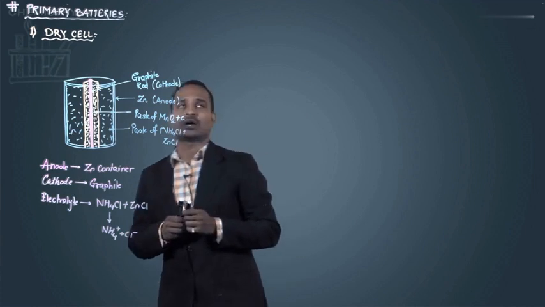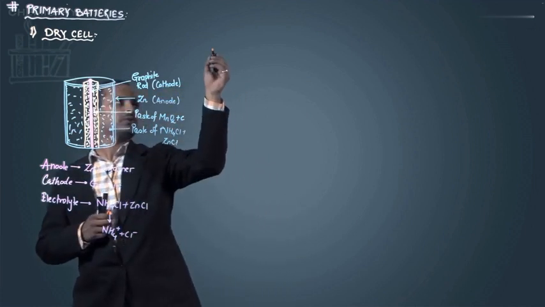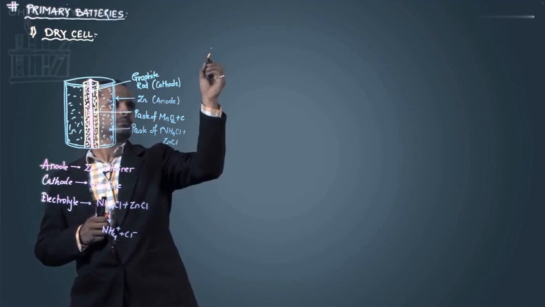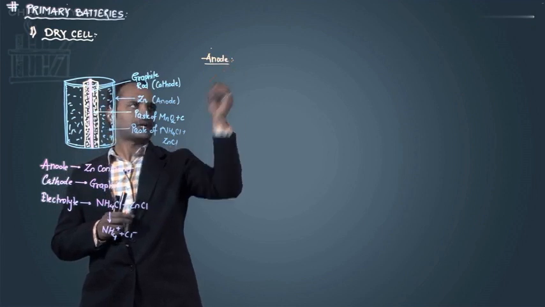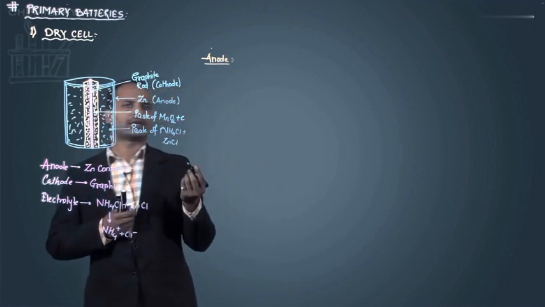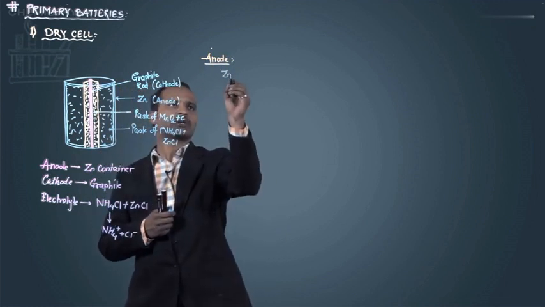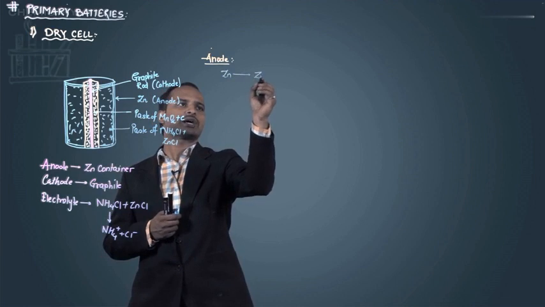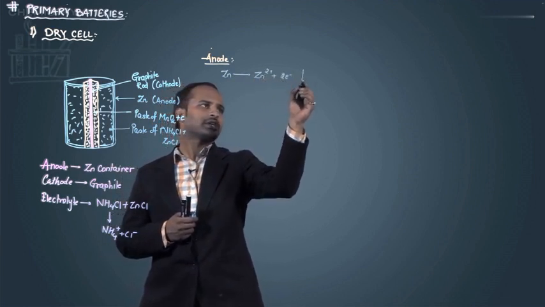Now let's see what reaction is taking place in this case, on the anode and the cathode. First, the reaction on the anode. Here the anode is a zinc container, and being an anode it always undergoes oxidation. So the zinc container undergoes oxidation and produces zinc ion plus 2 electrons. That is, the oxidation is taking place.